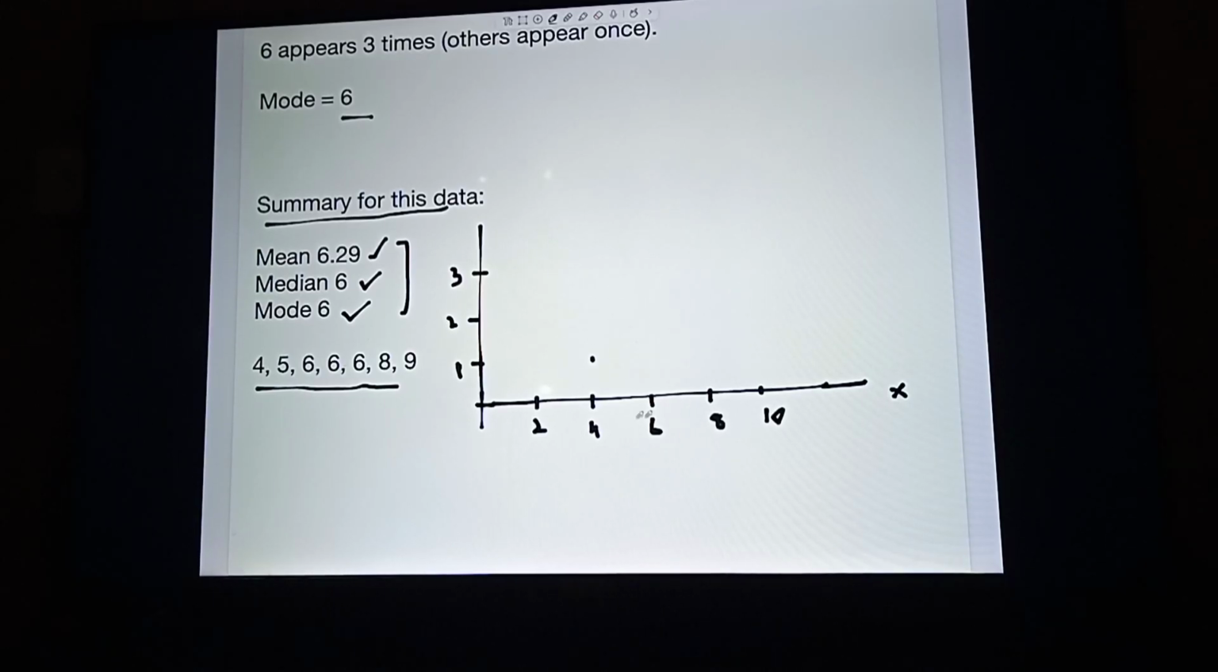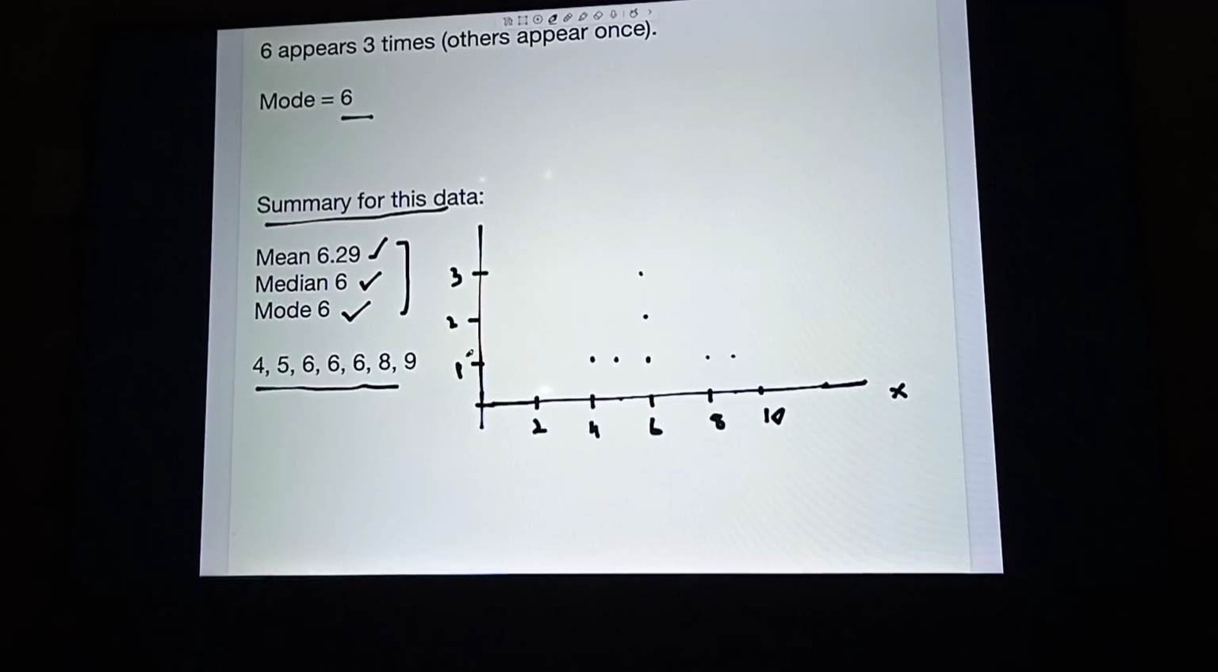Okay, then 5. Here is 5. 5 is in between 4 and 6. So 5 is again 1. So put a dot over 5 and against 1. Then 6 is 3 times. So this is 1 time, this is 2 times, and this is 3 times. And then 8 is 1 time, and then there is 9. So 9 is in between 8 and 10. So 9 is again one time, then write a dot here.